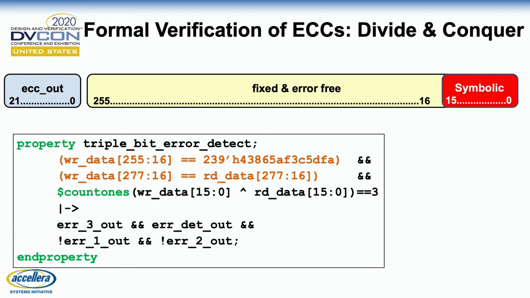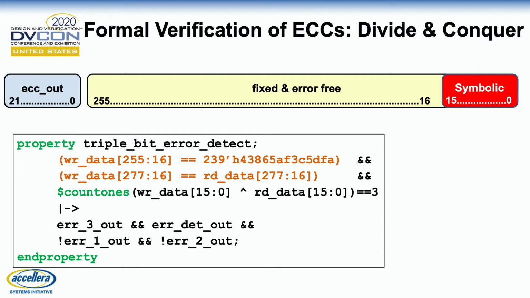In addition, the ECC bits together with the first 240 bits of the data vector are assumed to be error free. That is what is denoted in the second line of this property, which says that the write data of these bits is equal to the read data of the specific bits. So the formal tool now has no room to play with these bits, so they have to be fixed to a certain value. But now we say that the 3-bit errors can occur only in this small window of 16 bits. So that's how we are reducing the analysis space.